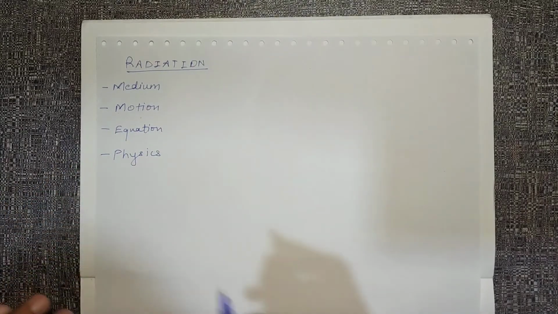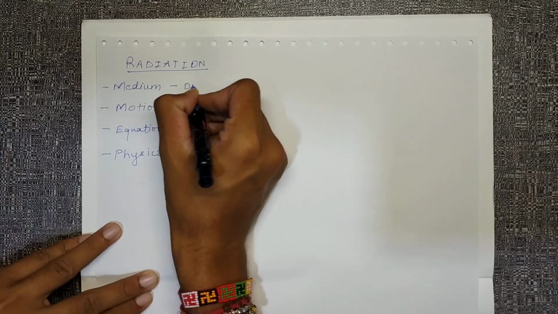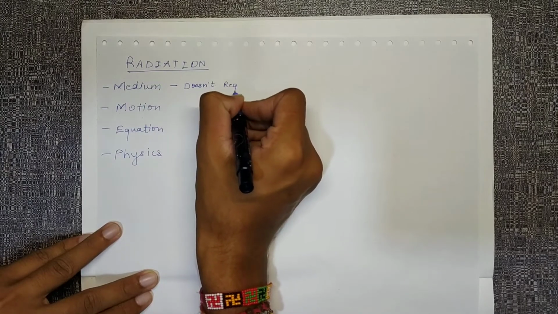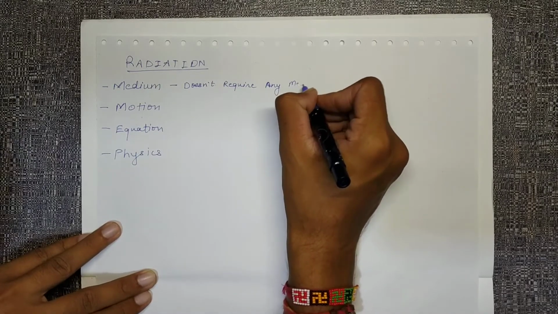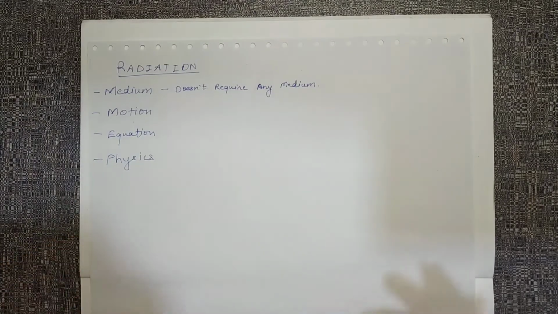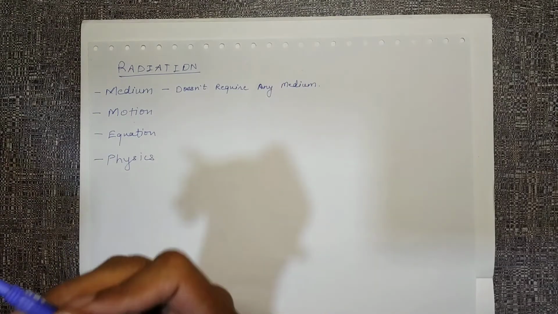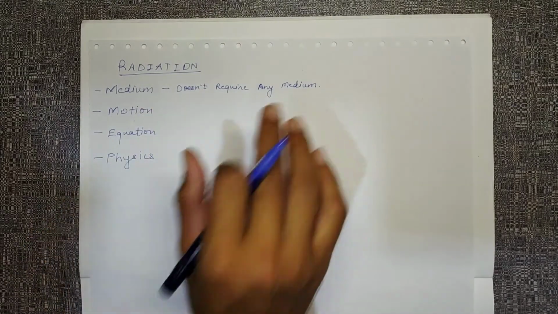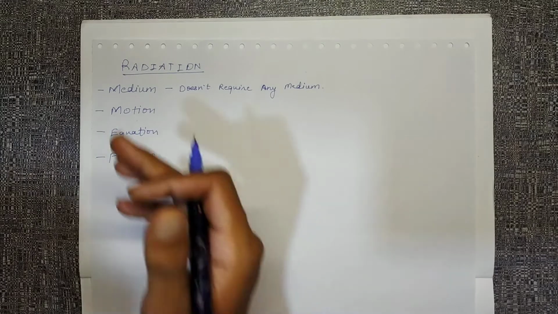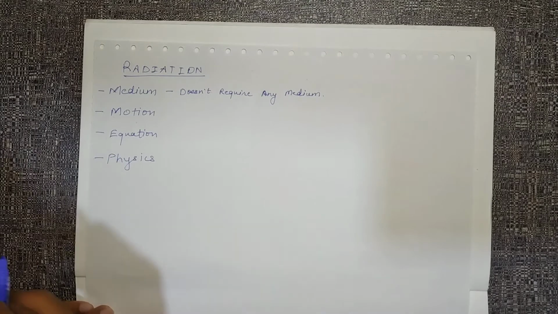Okay. So for medium, we may note that radiation doesn't require any medium to occur. If a medium is present, radiation can occur. If there is no medium, if there is vacuum, radiation can also occur. That is a special feature of radiation. Convection and conduction cannot occur without a medium. They require a medium for heat transfer. Radiation doesn't require any medium. Through rays, we transport energy from one location to another.